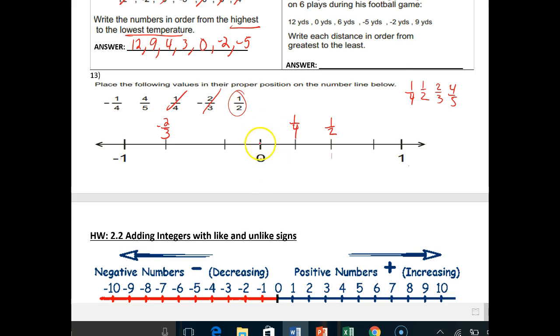Positive 4/5, all right? Imagine you had an ST Math problem where you had to divide this up into 5. So 1 time, 2 times, 3 times, 4 times, 5 times. So 4/5 is right there. And lastly, negative 1/4, by process of elimination, has to be right here. But just imagine ST Math: 1 time, 2 times, 3 times, 4 times, 4/4 would be right there. So, sorry, negative 4/4 would be right there. So negative 1/4 is right here.